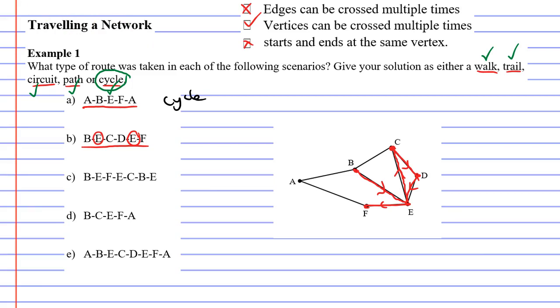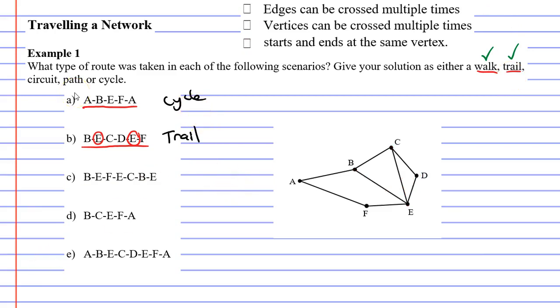So which ones are correct here? It's definitely not a cycle or a circuit, because for it to be a cycle or a circuit, it needs to start and end at the same point. It's definitely not a path, because a path is such that vertices cannot be crossed multiple times. So it's either a walk or a trail. Both of these are technically correct, but we're going to take the most correct one. We're going to say that this is a trail this time.